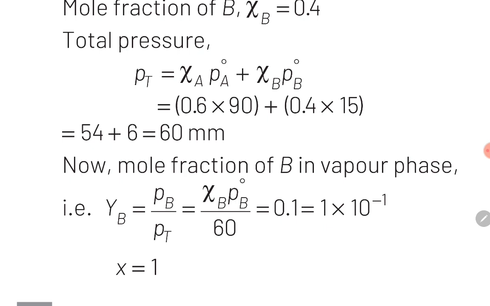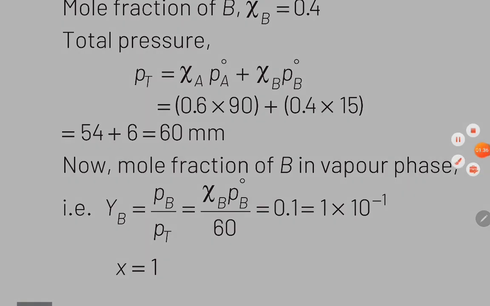In summary, I would like to tell you that we need to calculate mole fraction of B in vapor phase by using the concept: mole fraction of B in vapor phase is equal to vapor pressure of B divided by total vapor pressure. So guys, let's move ahead to the next slide.